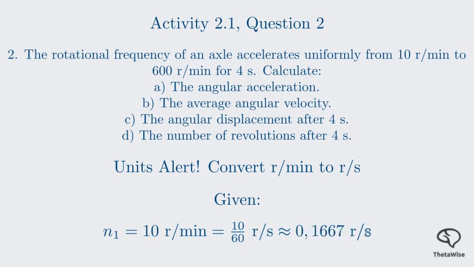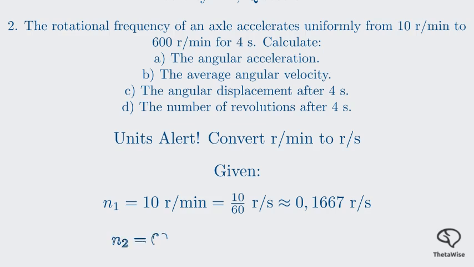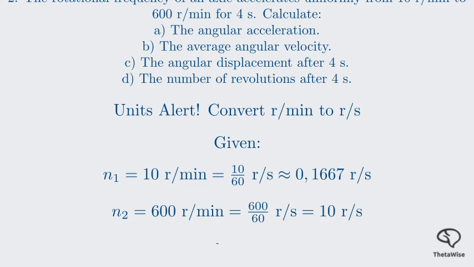0.1667 revolutions per second. Similarly, the final frequency, N2, is 600 revolutions per minute. Dividing by 60 gives us exactly 10 revolutions per second. The time duration, T, is 4 seconds. Now all our units for N and T are consistent. This conversion is a critical step to get the correct answer.